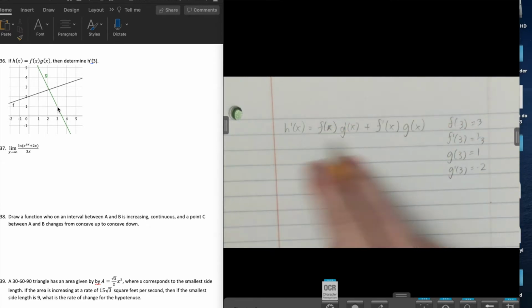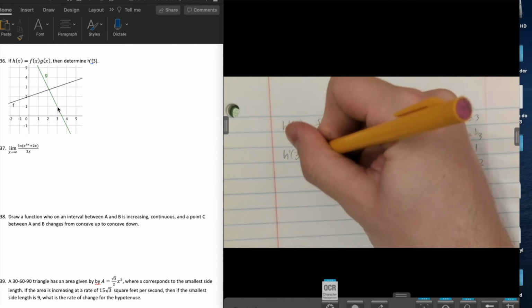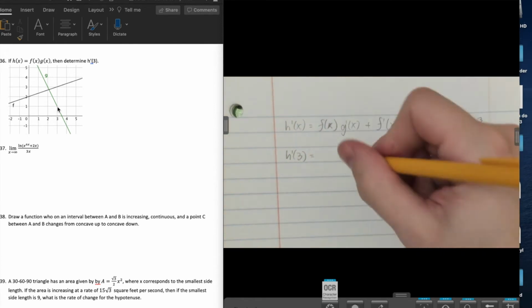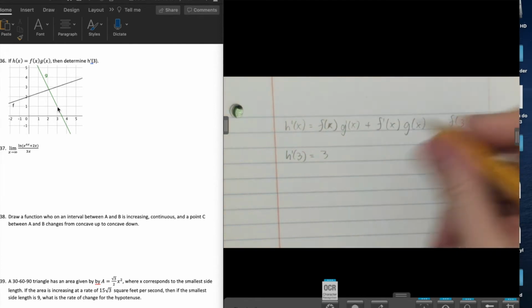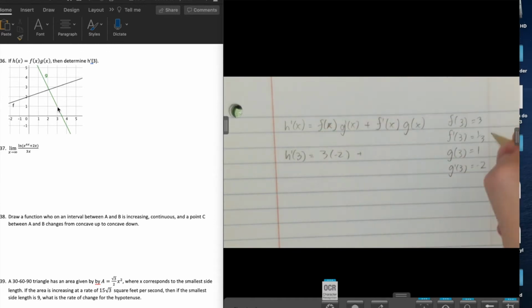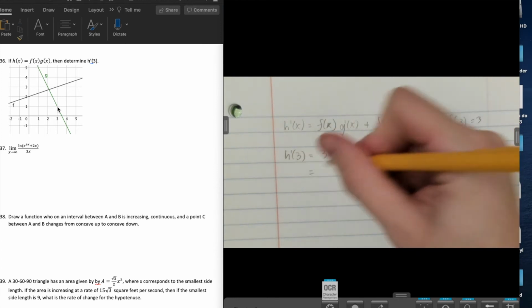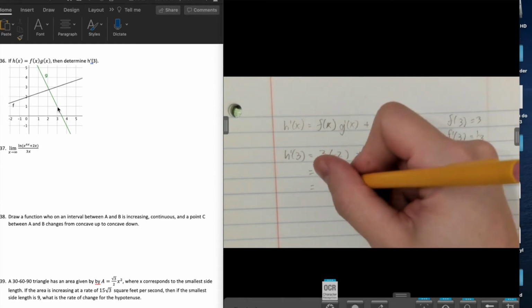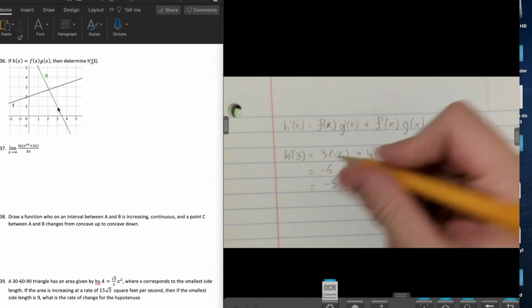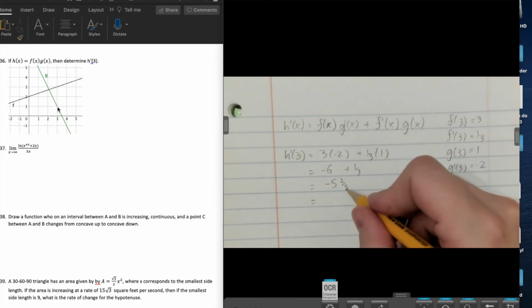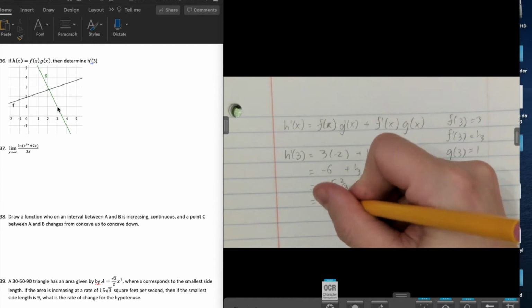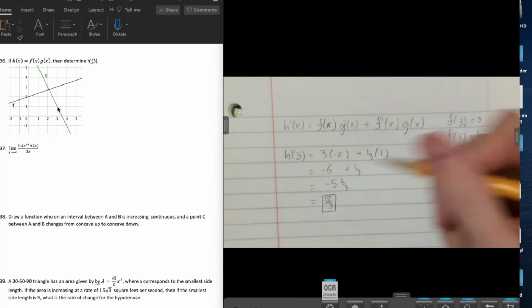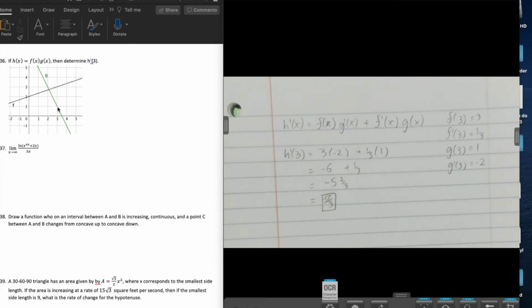And so now we're going to plug that in to find h prime of 3. So f of 3 is 3, g prime of 3 is negative 2, f prime of 3 is 1/3, and g of 3 is 1. So when you work this out, we get negative 6 plus 1/3, which means we have negative 5 and 2/3. And if it's been a while since you've dealt with mixed numbers, you do 3 times 5 and then add the 2, so we have negative 17 over 3. However that shows up in your multiple choice answer choices.